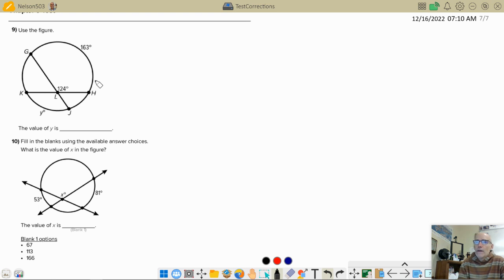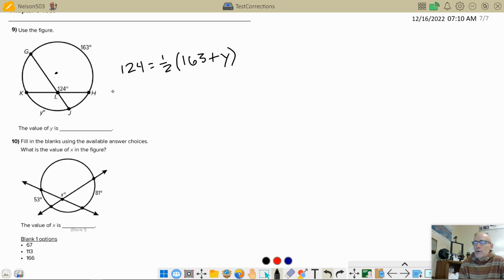Number 9. Well, 124 is not an inscribed angle. It's not a central angle. It's kind of at a random location. Here's the center right up here, right? If it was at the center and we had 124 here, well, that would be 124 degrees. 124 is equal to half of 163 plus y.